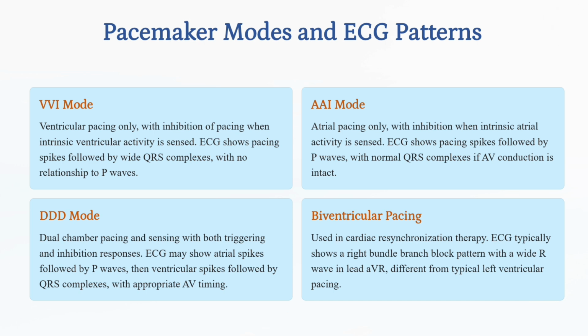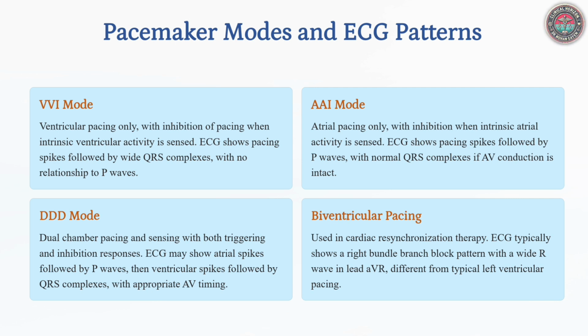AAI mode. Atrial pacing with inhibition by intrinsic atrial activity. Characterized by atrial pacing spikes followed by normal QRS complexes, provided AV conduction is intact. DDD mode. Dual chamber pacing and sensing, maintaining AV synchrony.